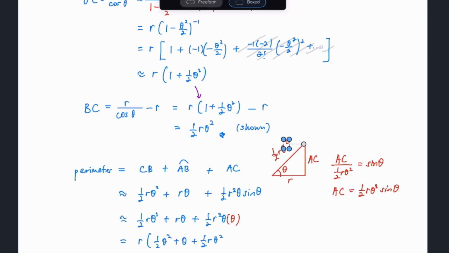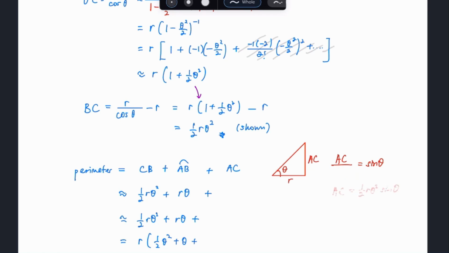Sorry, I'm wrong. This part over here is wrong, sorry, my bad. This one over here, I should put OC. So this one will be OC sine theta. So what is OC? OC was this just now. Then sine theta, then approximately, and then we get another theta over here.